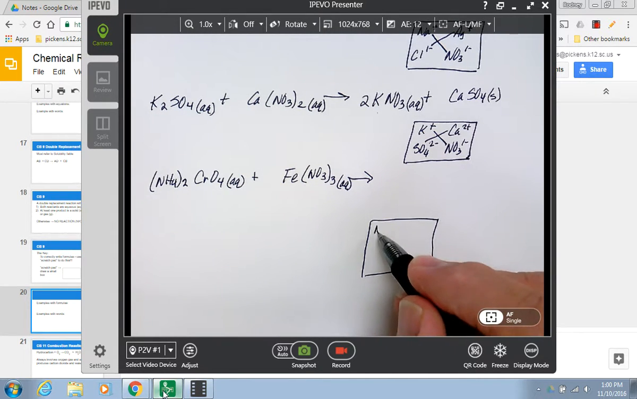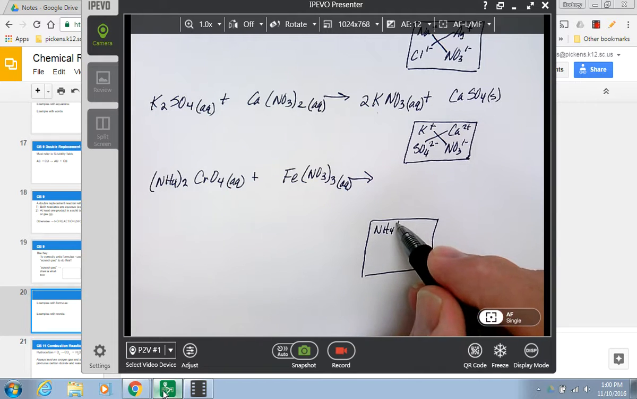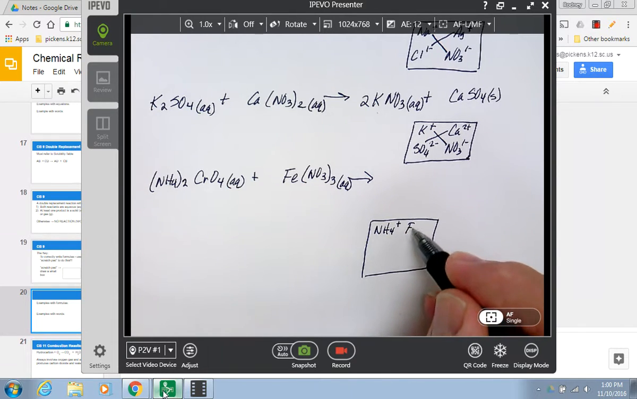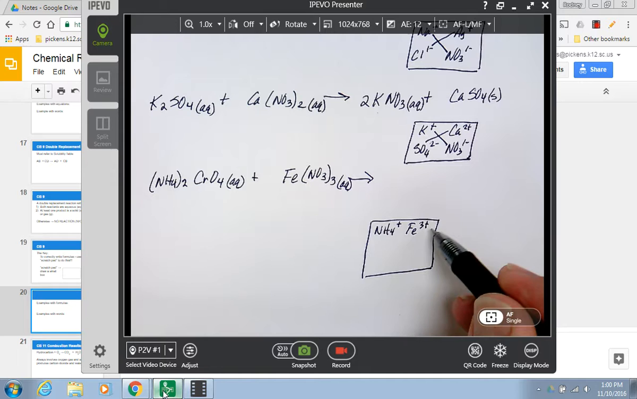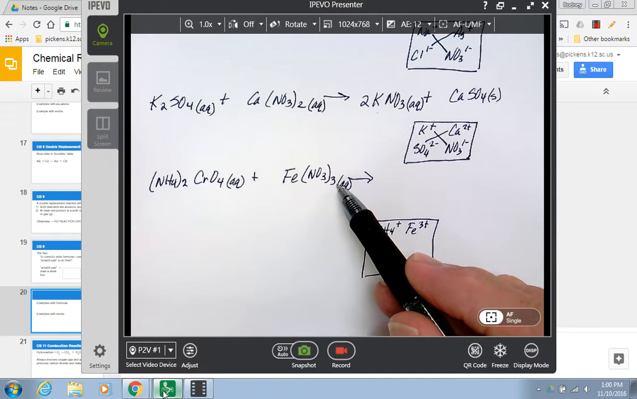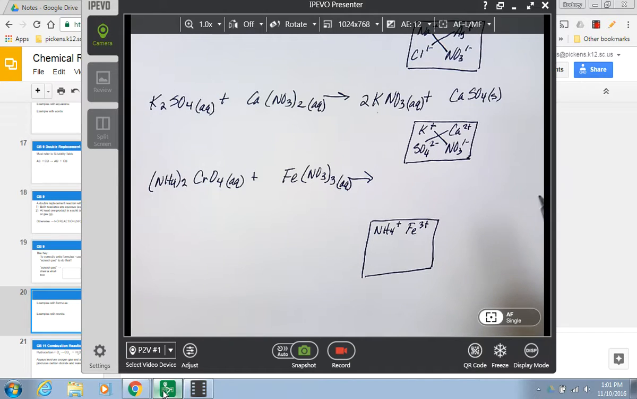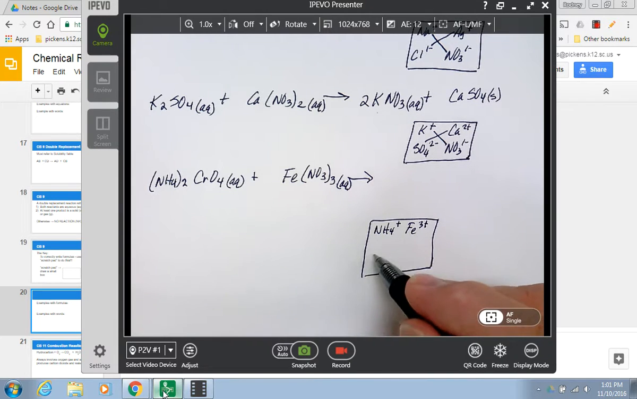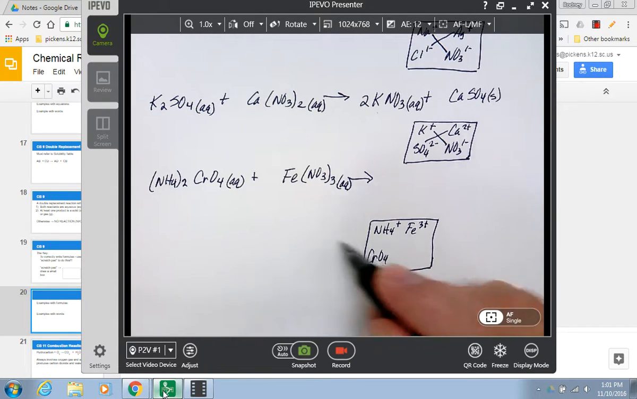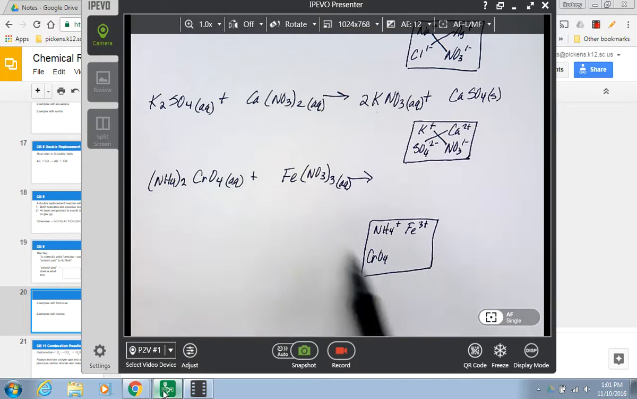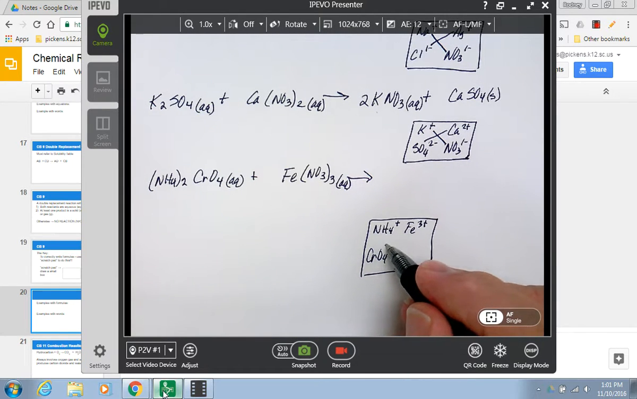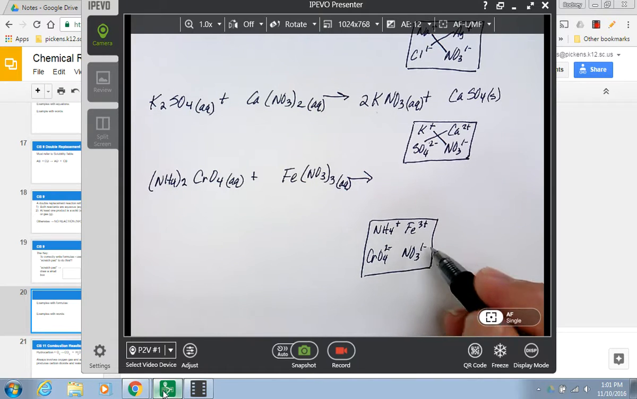We're going to put our positives on top, NH4 plus, and we're going to have Fe 3+. You say, well, how do I know it's 3+? Well, because there were 3 nitrates, and each nitrate's a -1, so that means iron had to be a 3+. All right. And then we're going to have chromate down here at the bottom. Make sure it's underneath the one that it originally went with. And chromate is going to be a 2 negative. And then we have nitrate, NO3, 1 negative.